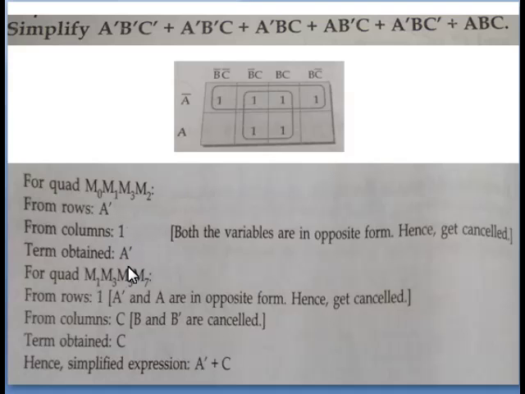Now we are going to the next quad. Cell number, what are they? 1, 3, 5, 4.